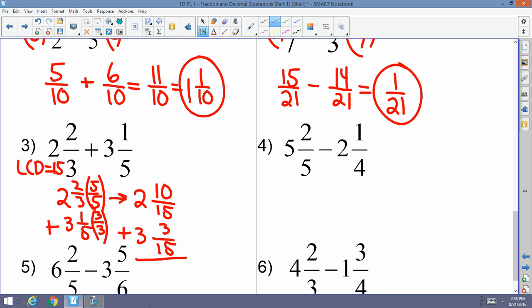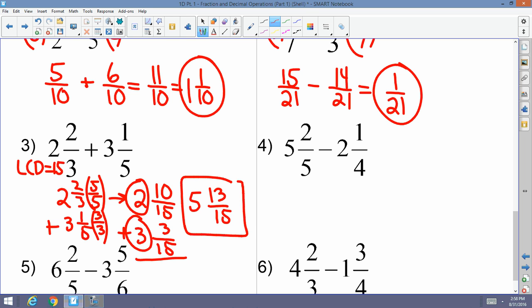Now I can add the fractions and whole numbers. I'm going to first add the fractions. 10/15 plus 3/15 is 13/15. And now I'm going to add the whole numbers. 2 wholes plus 3 wholes is 5. So my reduced mixed number form answer is 5 and 13/15.